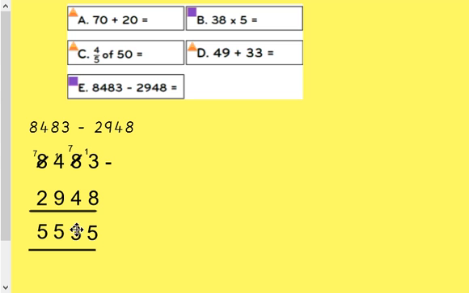Then we can move on to the next column. 7 take away 4 would be 3. We move to the hundreds column. 4 take away 9 we can't do, so again we would need to exchange from the next column. That makes this number 14. 14 take away 9 would be 5, and then leaves us with 7 take away 2, which is also 5. So the answer to the question would be 5,535.